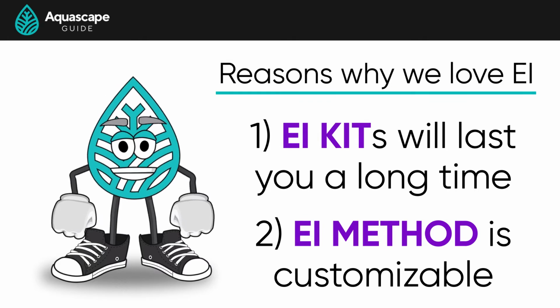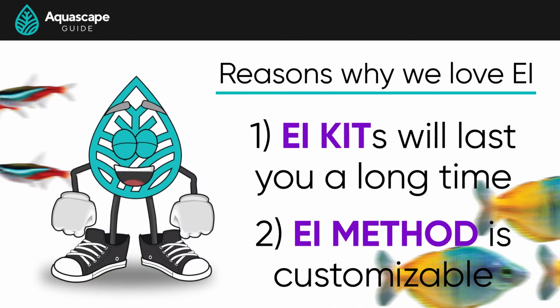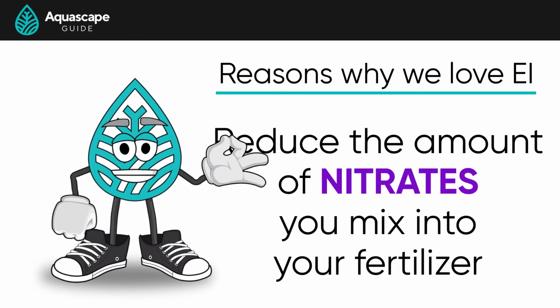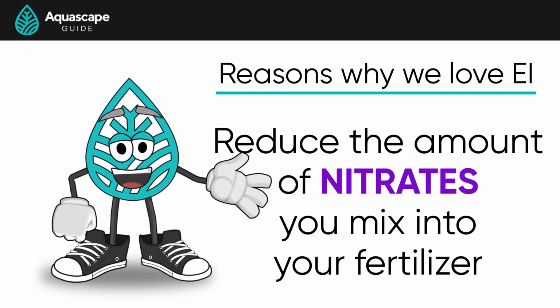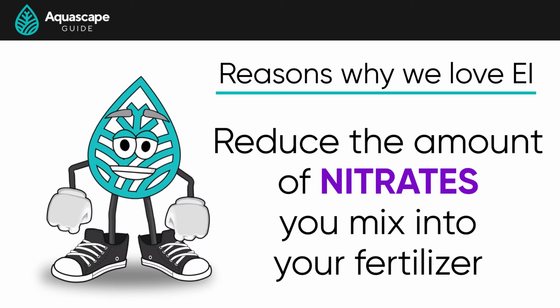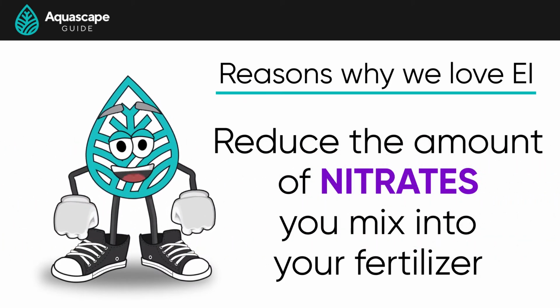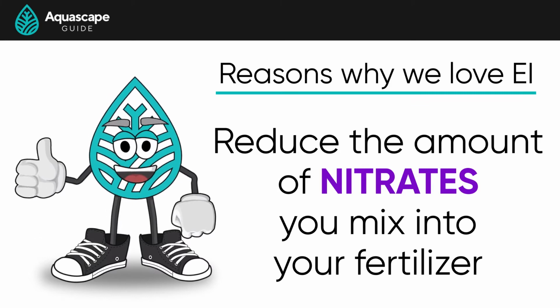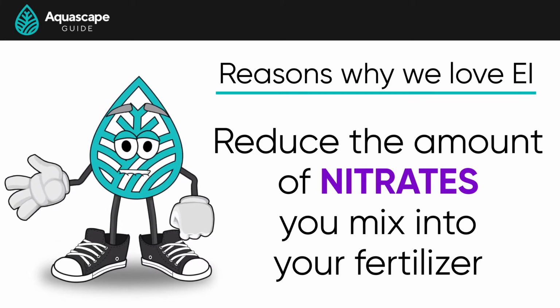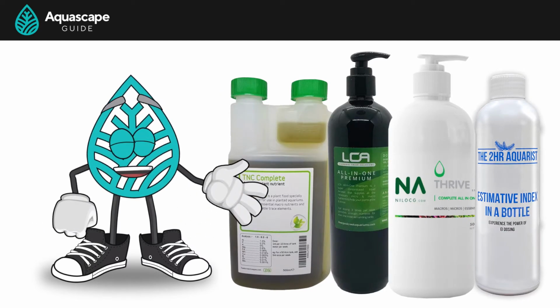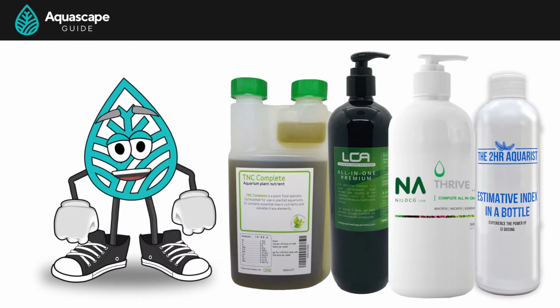Let's say you have a tank that is heavily stocked with fish, and your nitrates are already sitting around 20 parts per million. You can simply reduce the amount of nitrates you're mixing up in a batch of fertilizer and rely on naturally available nitrates that your fish produce. Now, this is a little more of an advanced approach, but it's awesome to have this kind of customizability in our fertilization method. Though all-in-ones are really convenient, we obviously cannot achieve this level of customizability.